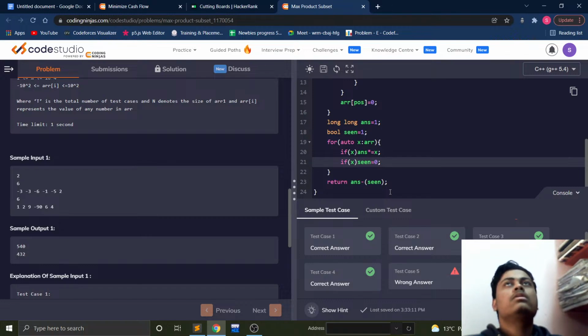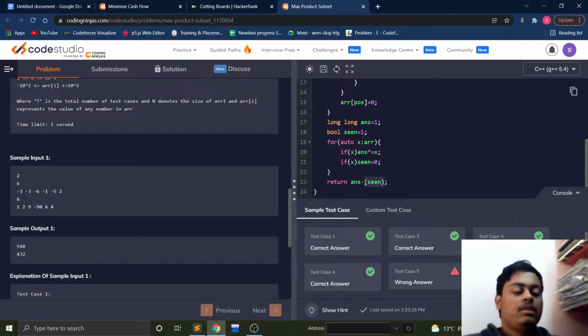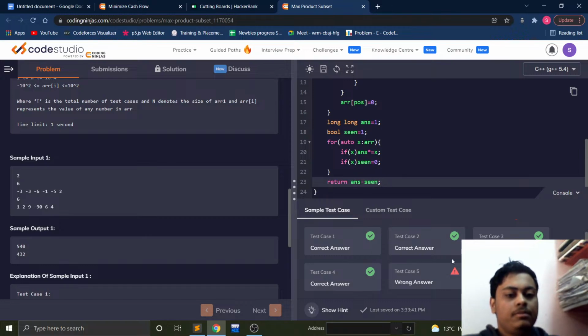If I have all zeros, the whole array full of zeros, the answer can't be 1, right? So in that case, seen will remain as 1 and I'll return answer minus seen. Else, even if I see one value worth getting multiplied, seen will become 0 and this thing will become insignificant.